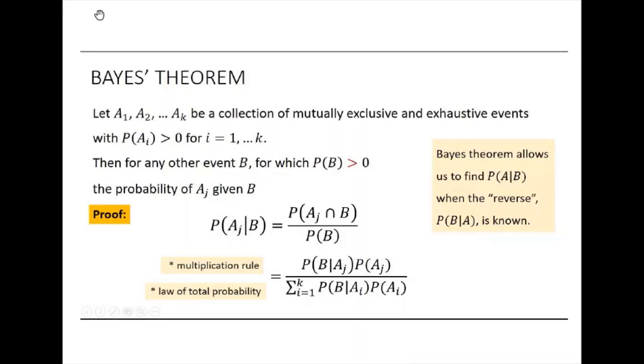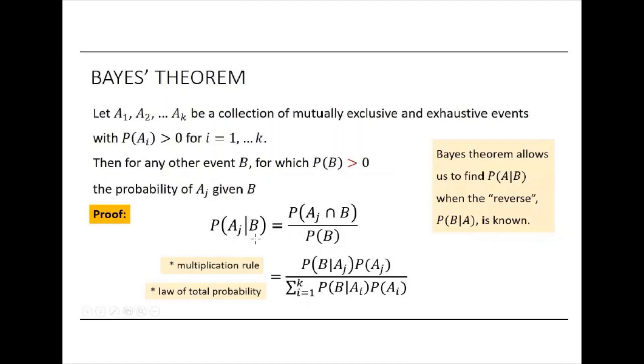Now, what is Bayes' theorem? Bayes' theorem is a conditional probability. Suppose you have, same as before, A1, A2, ..., AK as mutually exclusive and exhaustive events, and the probability of Ai for i from 1 to K is positive. For any other event B with positive probability, the probability of Aj given B.